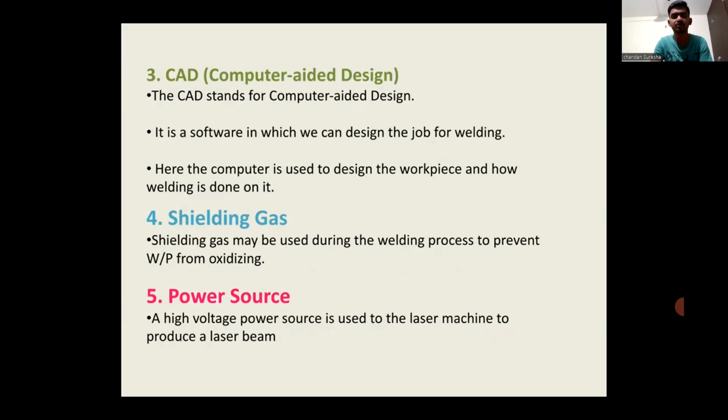Shielding gas. Shielding gas may be used during the welding process to prevent the workpiece from oxidizing. Power source. A high voltage power source is used with the laser machine to produce a laser beam.